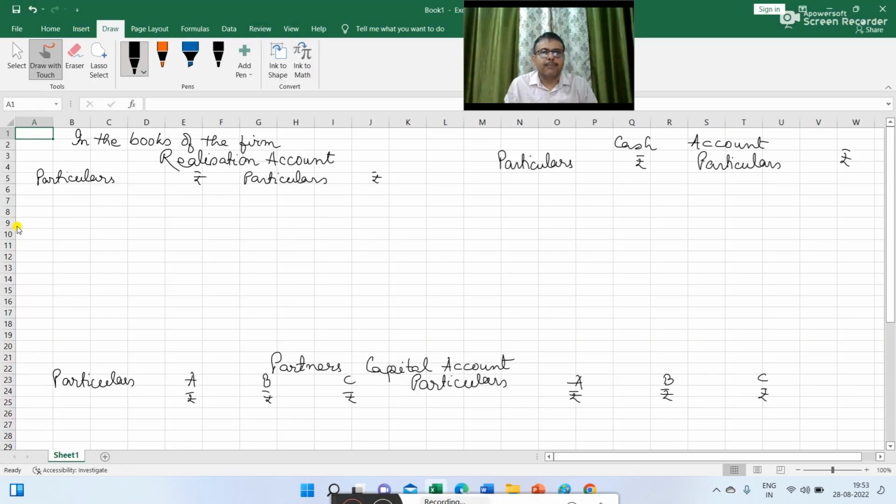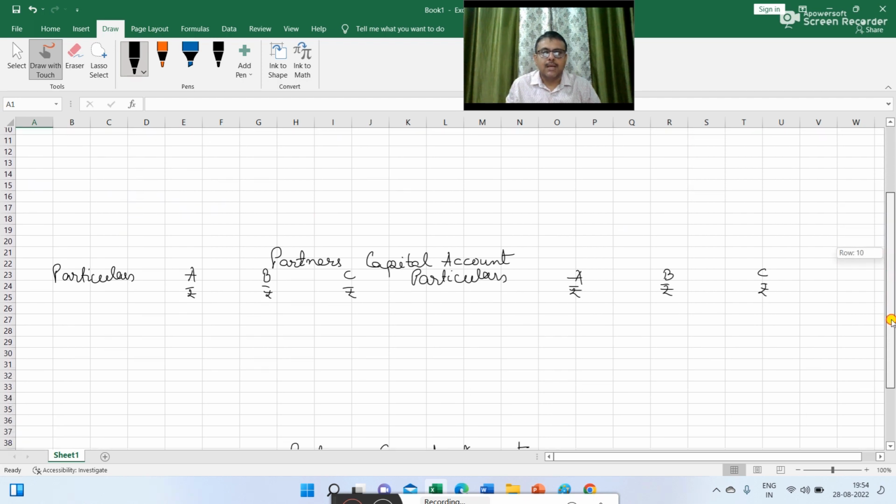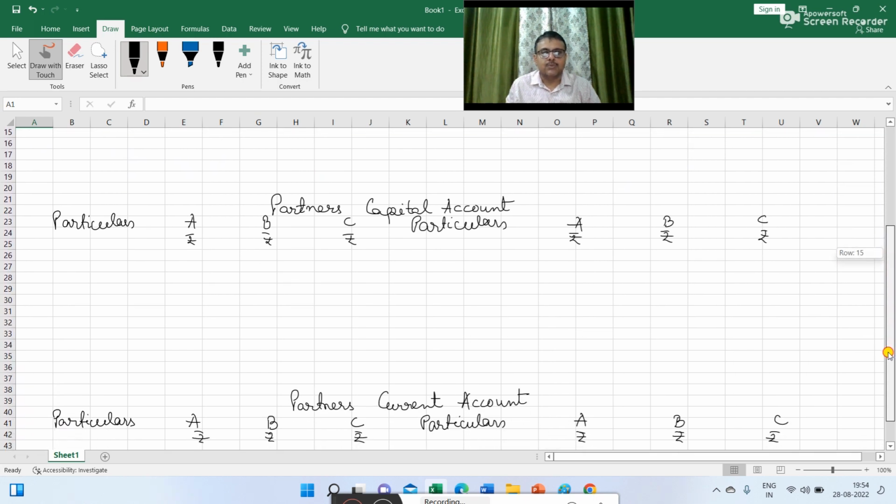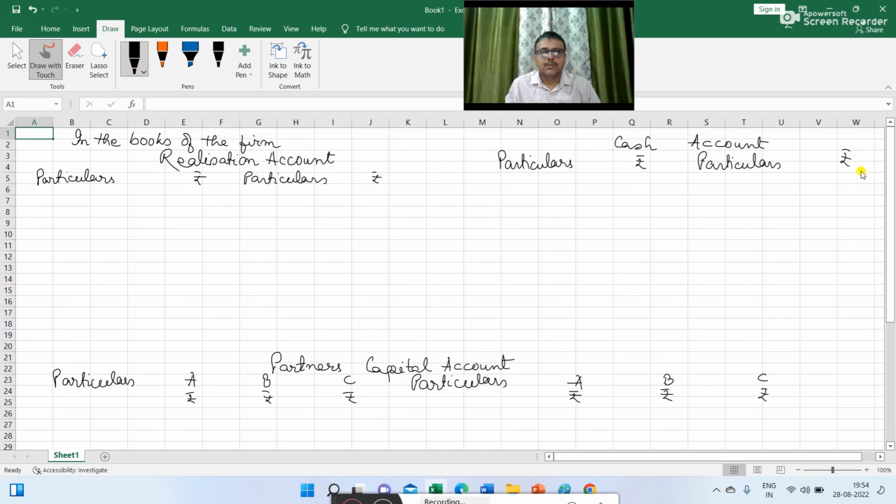So here we have prepared the structure of the different ledgers we are going to prepare. So first is the realization account, then the cash account, then partner's capital account and partner's current account. First, we are going to transfer the figures which are given in the balance sheet. So the first figure is the plant and machinery which is appearing in the asset side. So realization account debit to plant and machinery account.